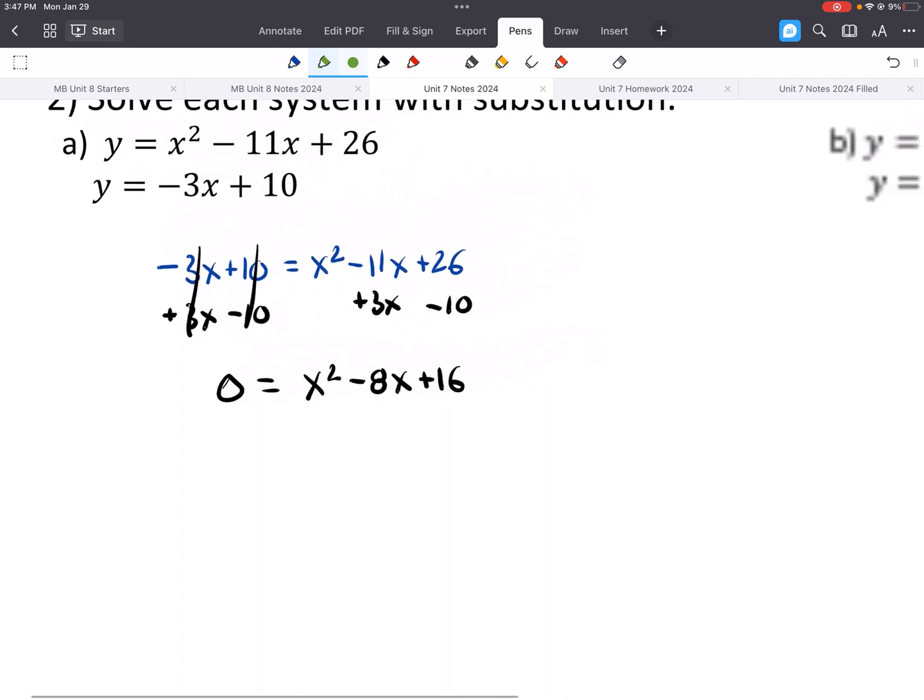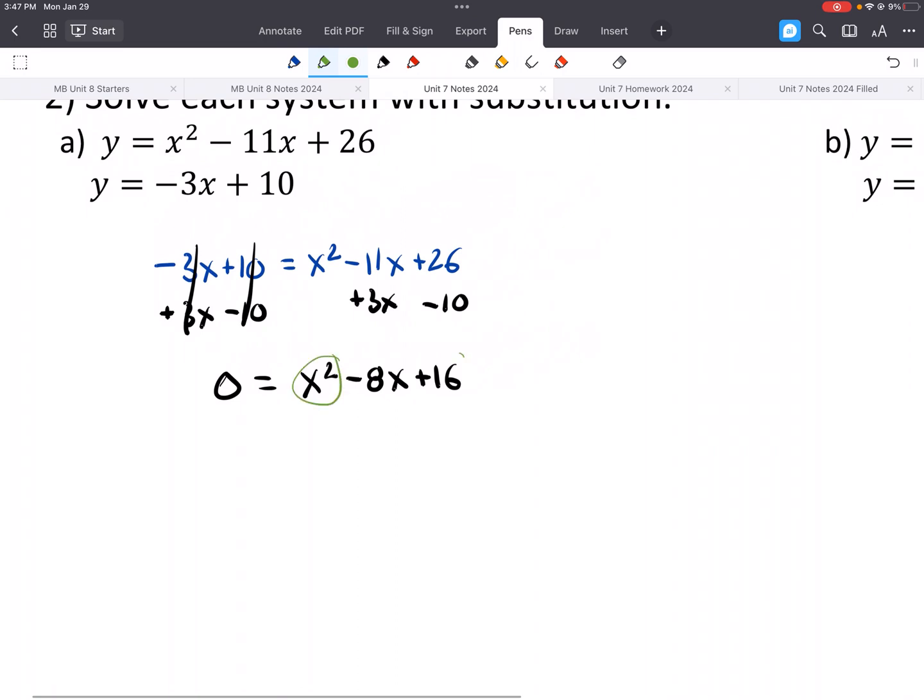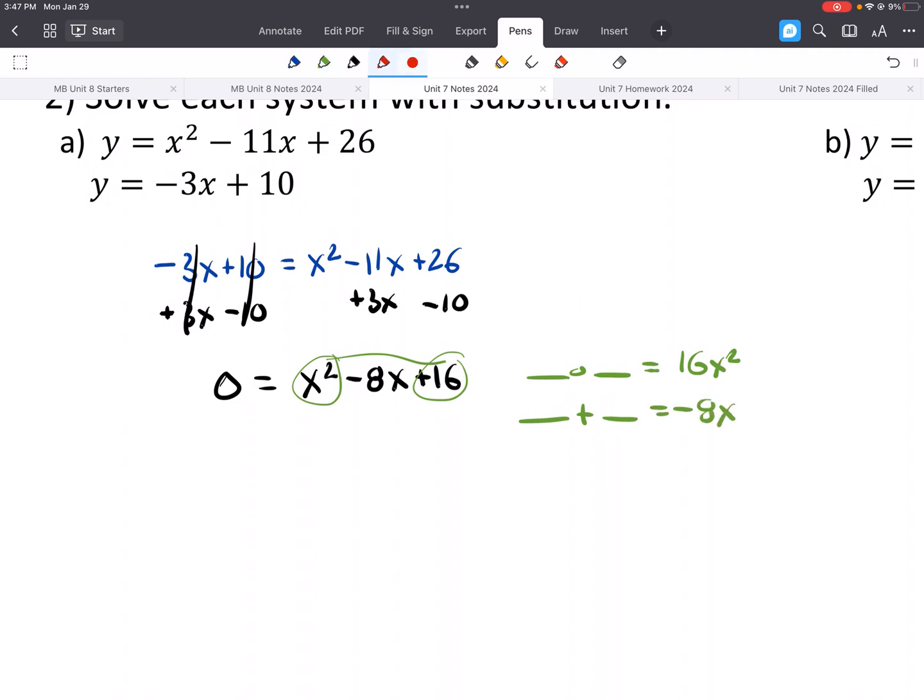Factoring is where we multiply the first and last, so that gives us what we need to multiply to. What multiplies to 16x squared and could add or subtract to give us negative 8x? For this example, it would be negative 4x and negative 4x. That would work. Those two things have to be the same two numbers that multiply and add.